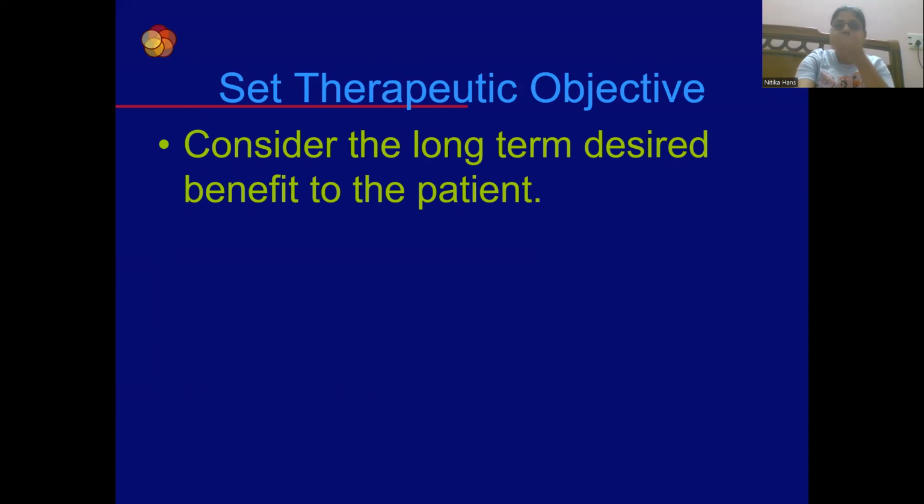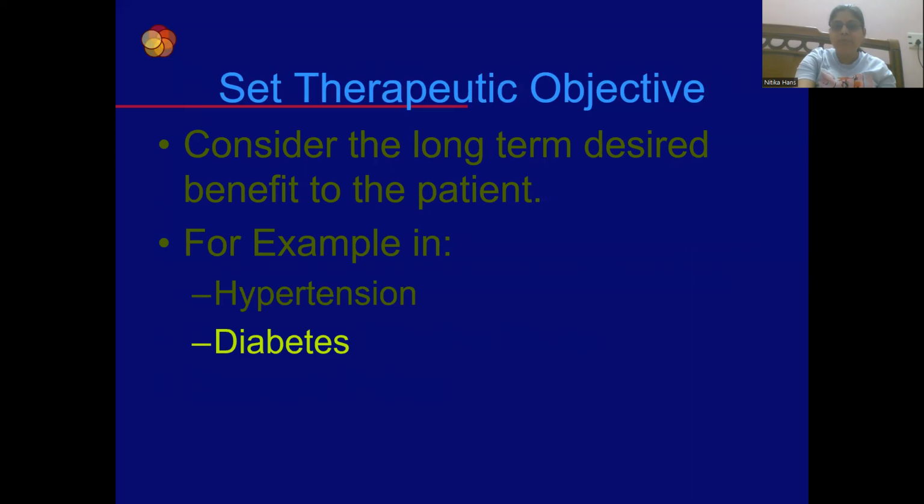Set therapeutic objectives. Consider the long-term desired benefit to the patient. This is how we have to reduce the systolic and diastolic blood pressure in hypertension. Fasting and postprandial blood glucose levels should be decreased. HbA1c levels should be decreased in diabetes. In the same way, various long-term desired benefits to the patient have to be considered.